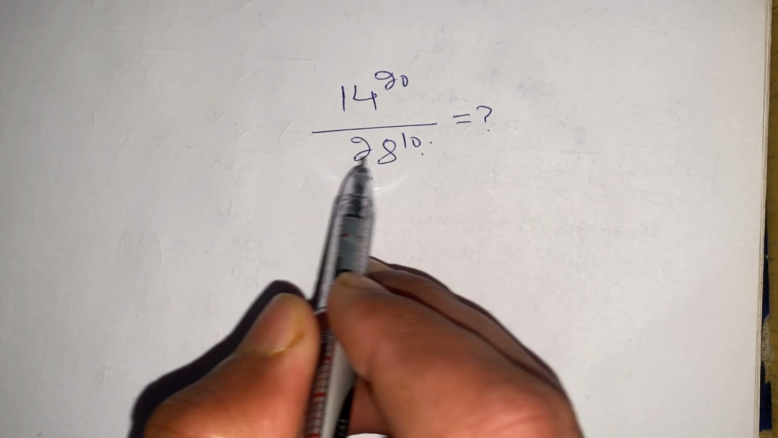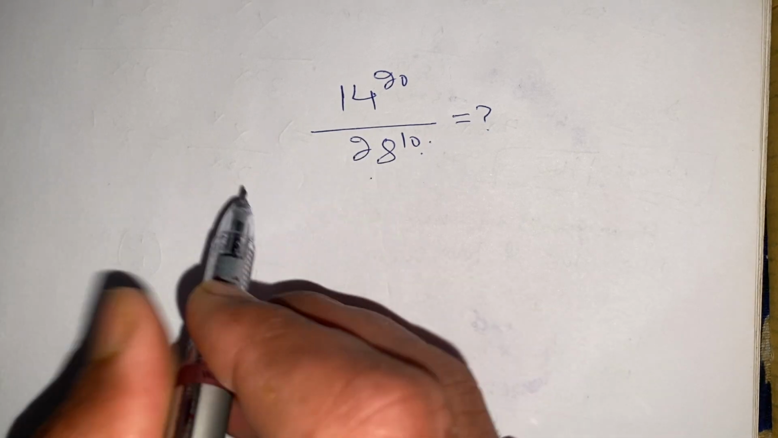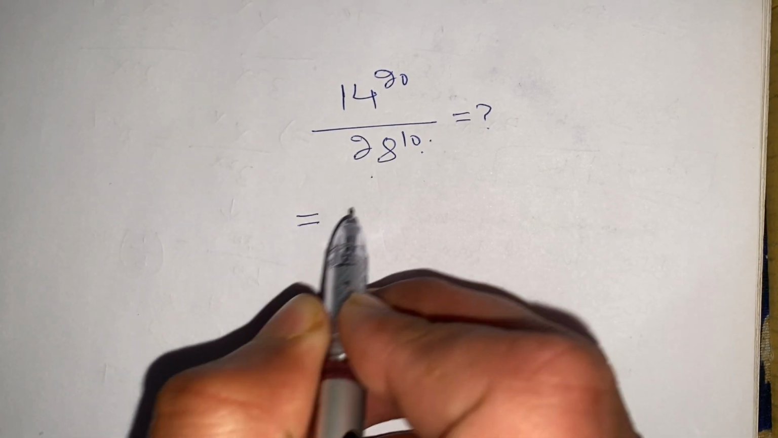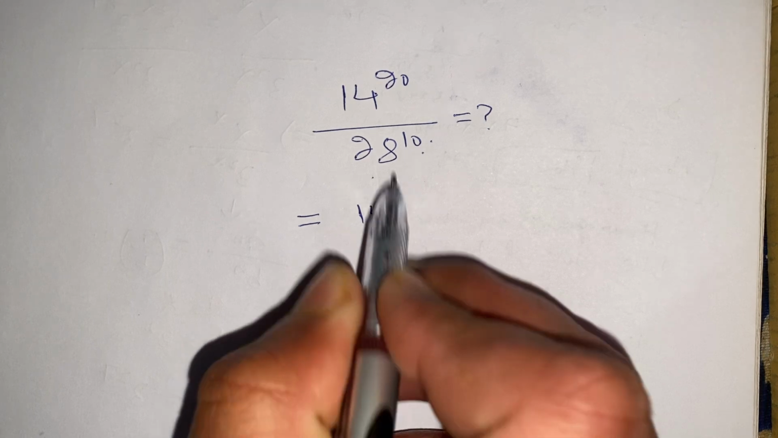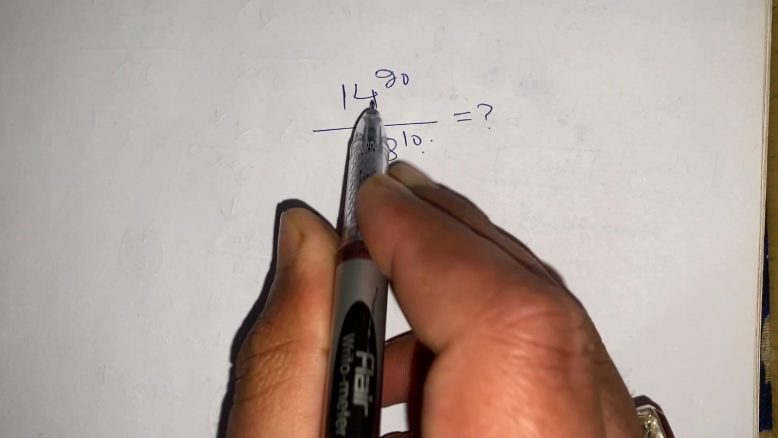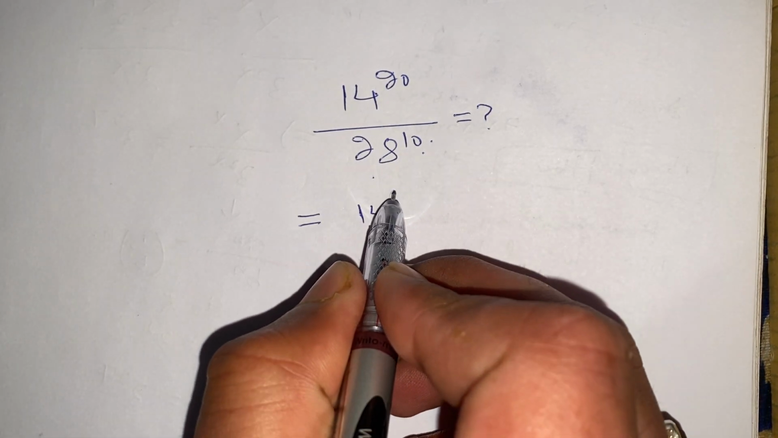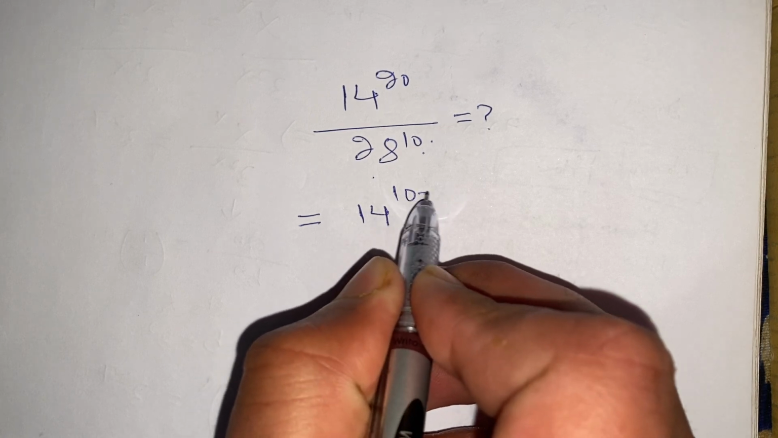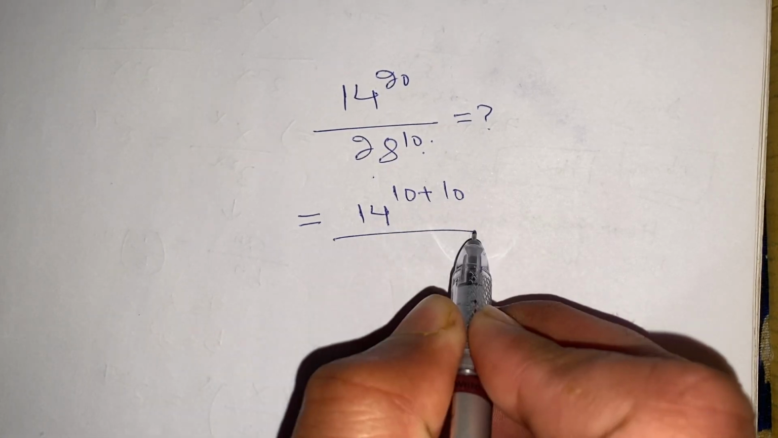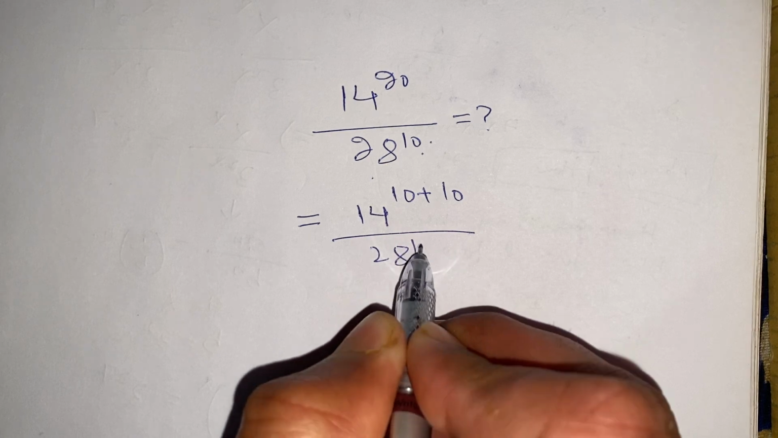in today's video we are going to solve this fraction problem: 14 raised to power 20 over 28 to the power 10. We have to make it in a simple form. Now let us solve this. We can write it as 14 power 20. 20 can be broken down in terms of 10. We can write it as 10 plus 10, divided by 28 power 10.